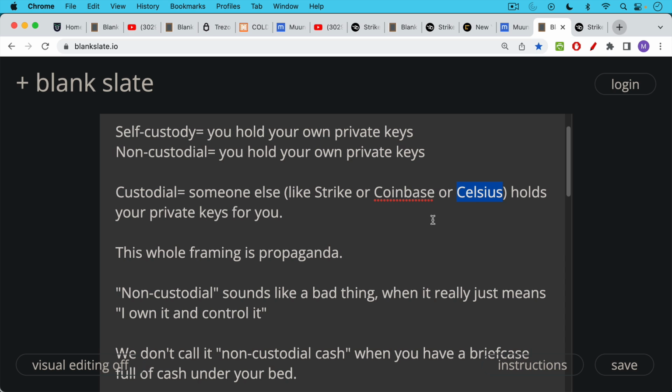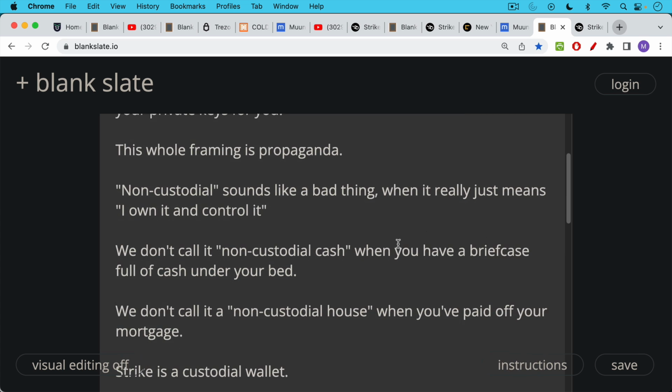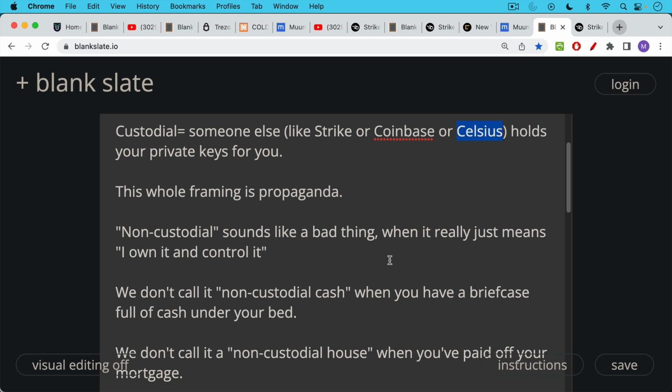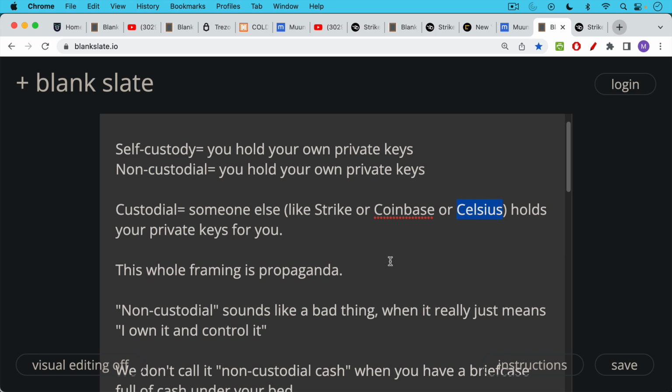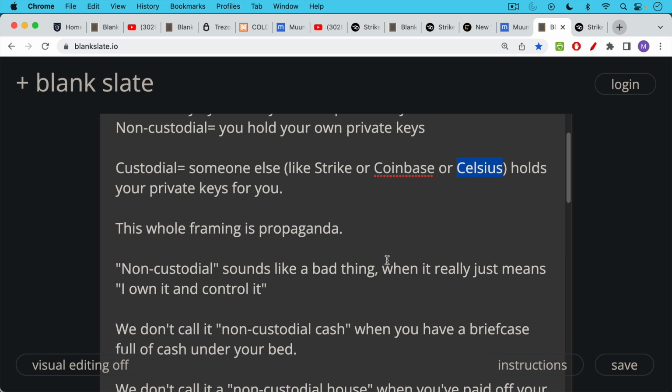I would say that this whole framing is propaganda. Calling something non-custodial sounds like it's a bad thing when it really just means I own it and control it. So for example, if you have a briefcase full of cash under your bed, we would not call it non-custodial cash. We would just call it your cash. Likewise, we wouldn't call it a non-custodial house when you've paid off your mortgage. So basically, the way this industry is developing, it's being developed by regulators and to make regulators happy, and they use framing like this that is ridiculous. The great thing about Bitcoin, though, is you can hold your own private keys. And if you choose not to, you choose not to for the sake of convenience.